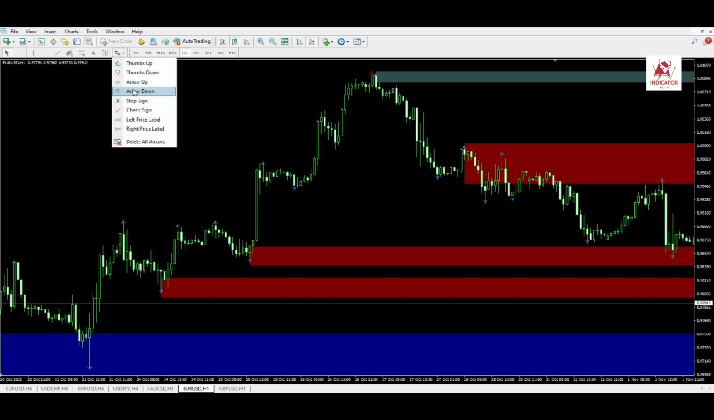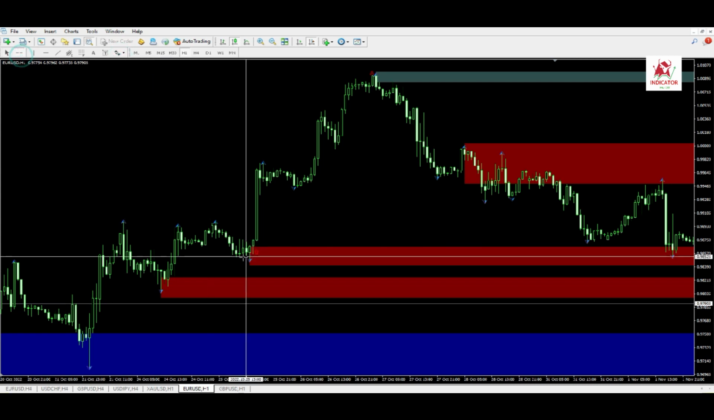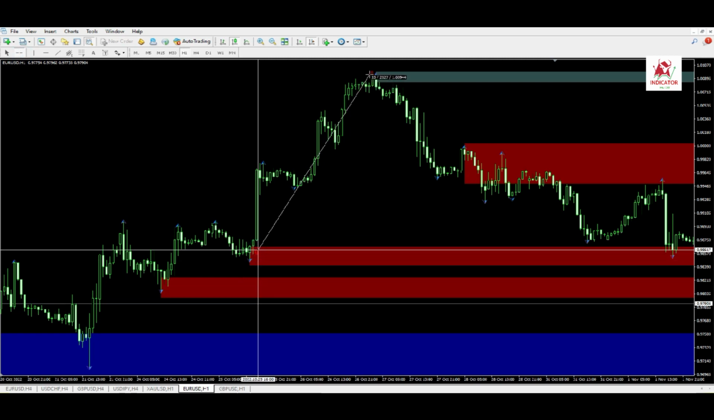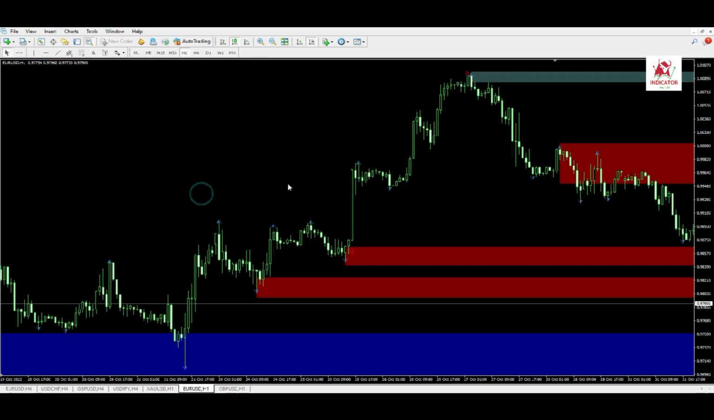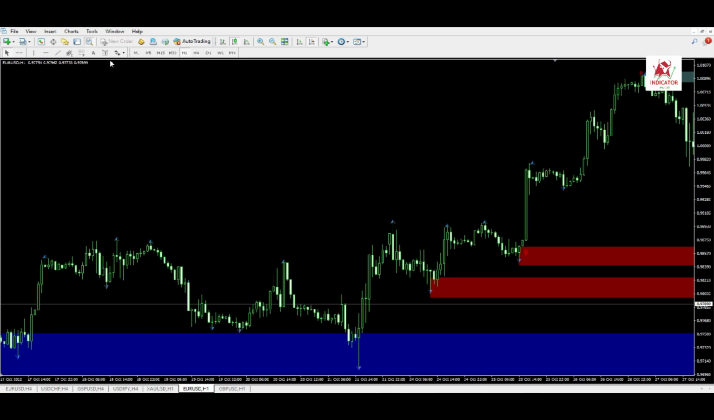In Figure 1, we have used the supply-demand indicator MT4 on the Euro chart. The red-colored rectangles show the supply zones or so-called resistance areas. The green rectangles show the demand areas or the support areas. You can see that the indicator plots these levels automatically.